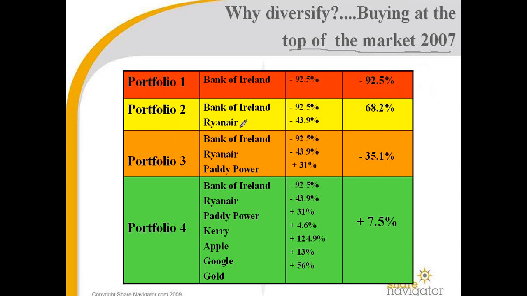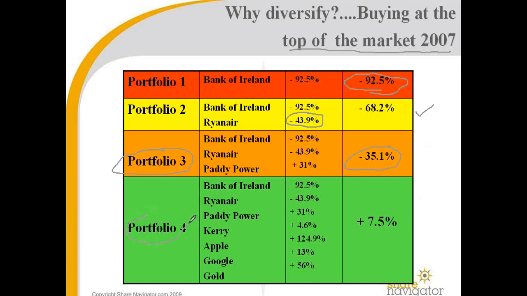Portfolio 2, we put Ryanair in there. And although Ryanair also went down 44% almost, your total portfolio only went down by 68% in this case. In Portfolio 3, we added in Paddy Power. And Paddy Power actually did very well during this period. Their share price went up by 31%. So by adding in Paddy Power into the mix, your total portfolio only went down by 35%. I know it's not exactly the numbers you want to be looking at, but it's a hell of a lot better than nearly 100% of your money being lost.